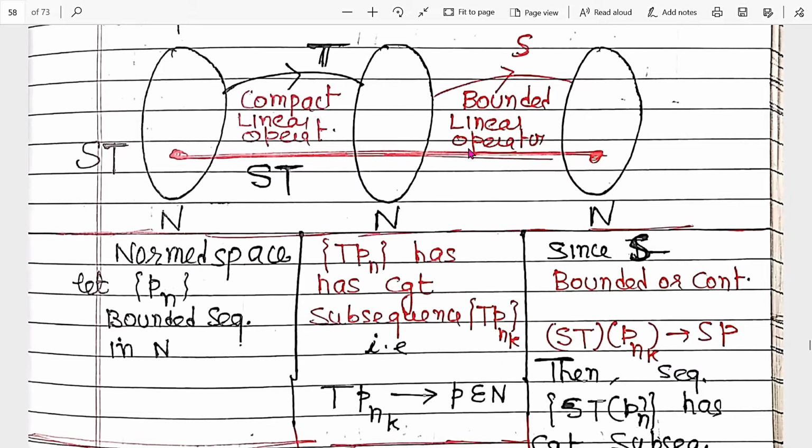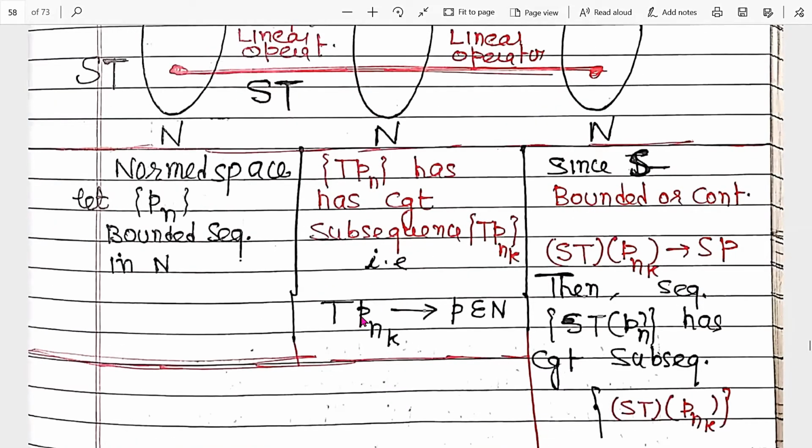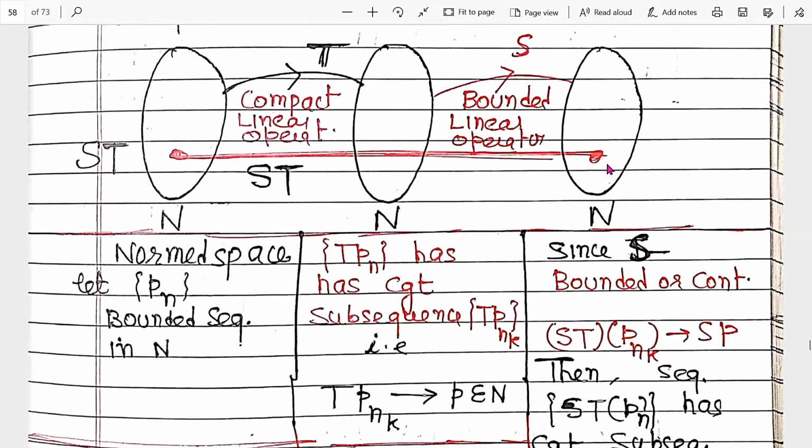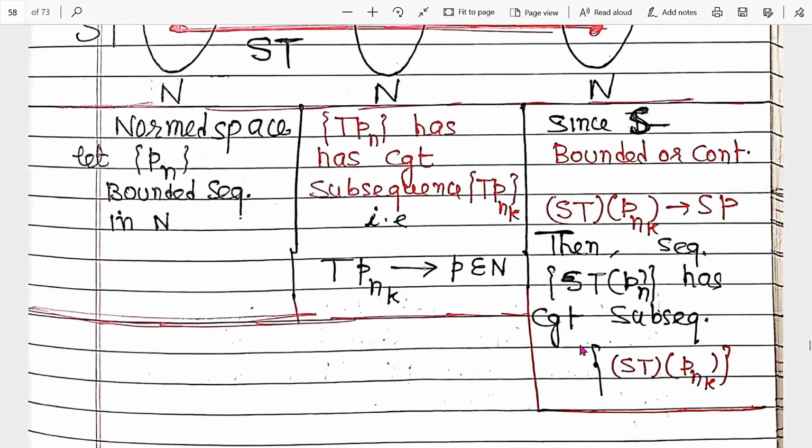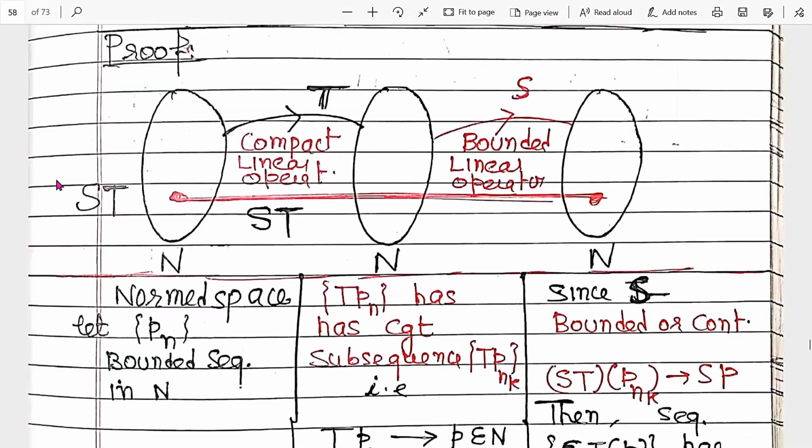Now S is a bounded operator, so it is also continuous. If the mapping is continuous, then the image of a convergent sequence converges to the image of the limit. So STPnk converges to S applied to the limit. Then STPnk is a subsequence of the image of this sequence under ST. It means the image of this sequence under ST has a convergent subsequence. If it has a convergent subsequence, then this operator is a compact linear operator. So that is our first part.